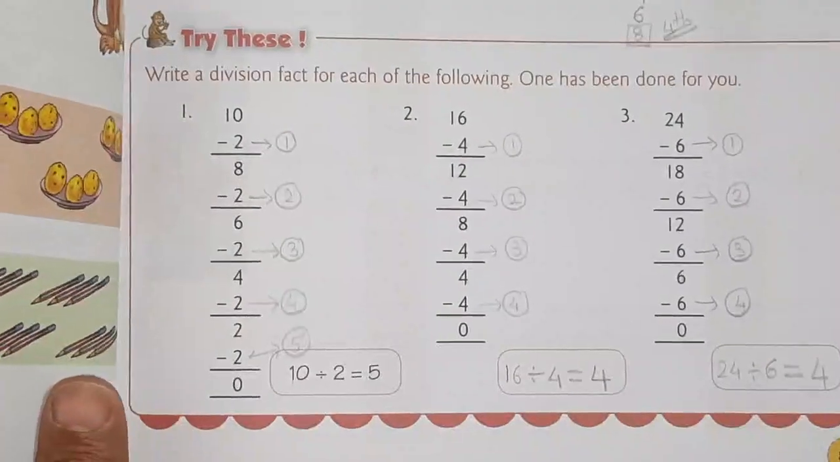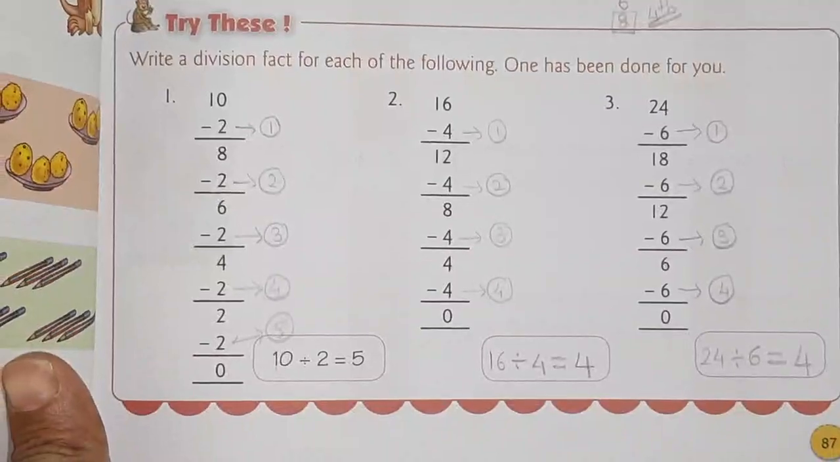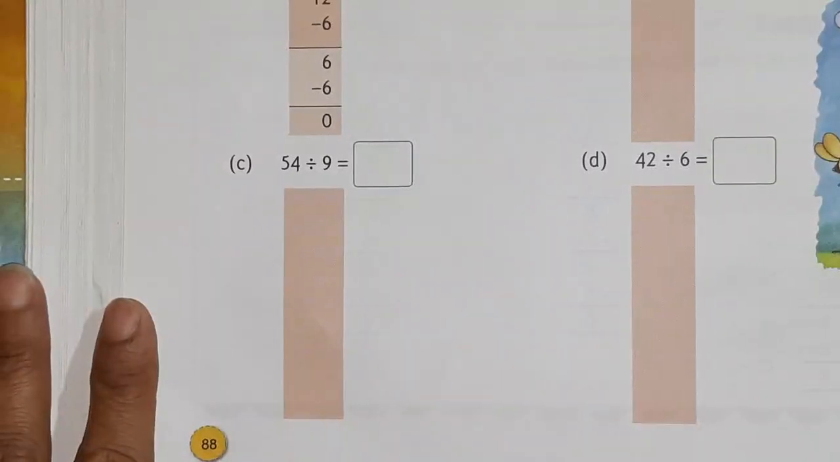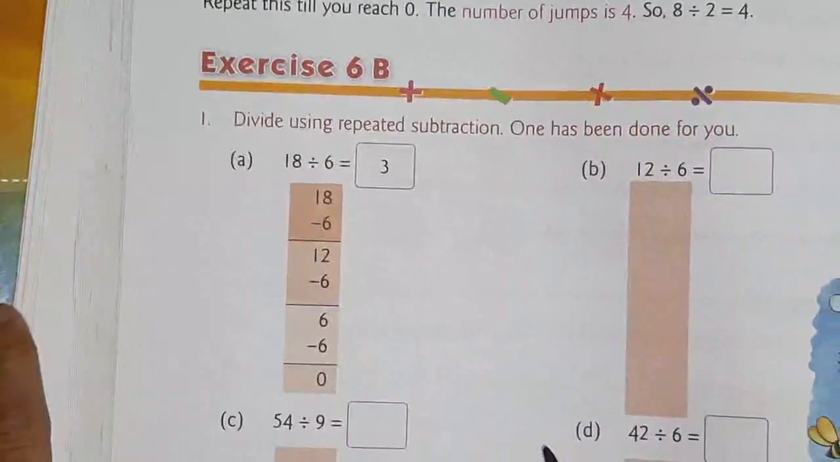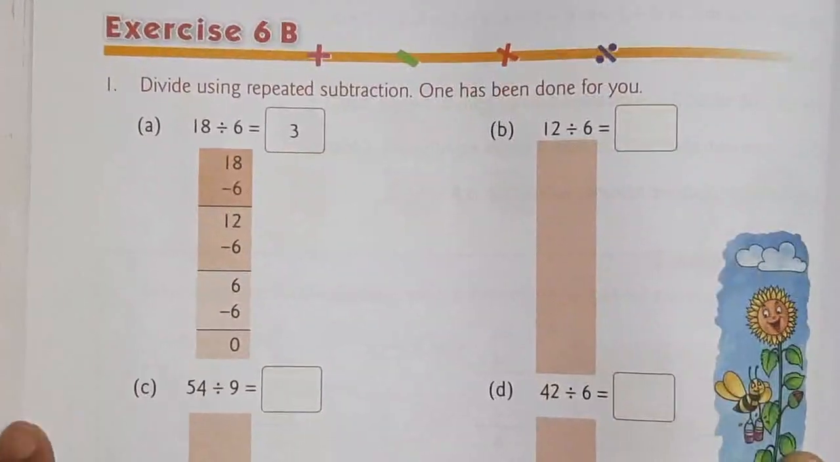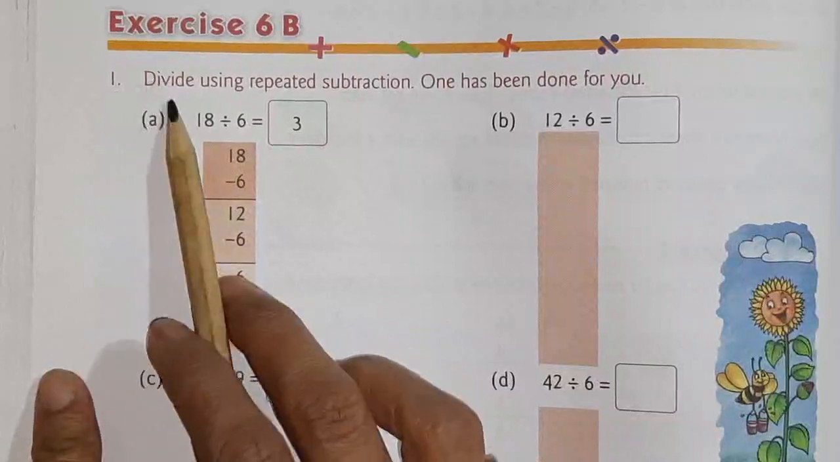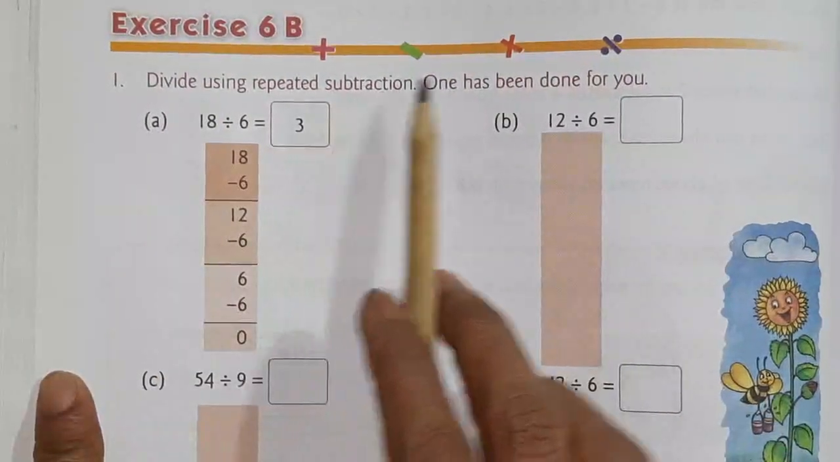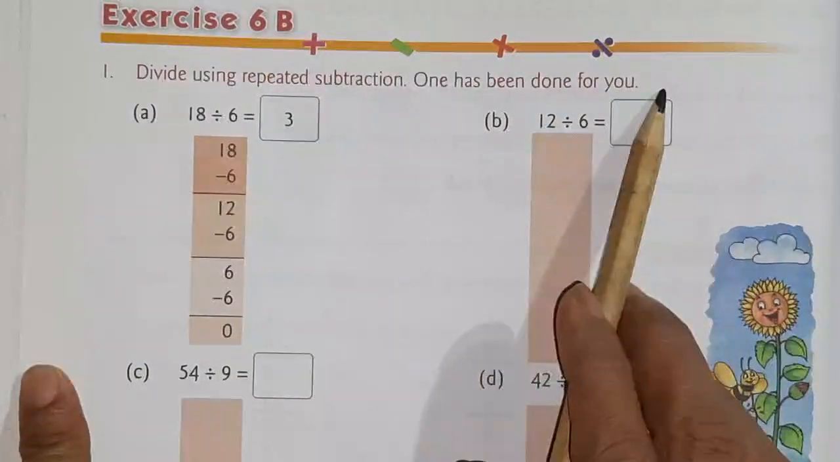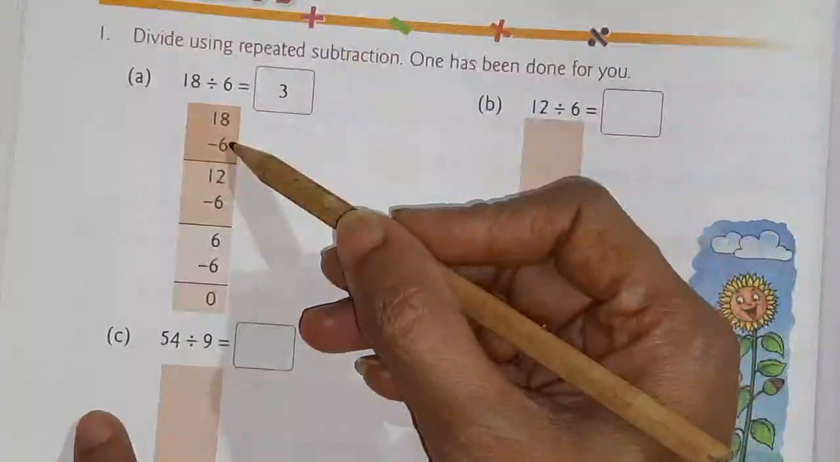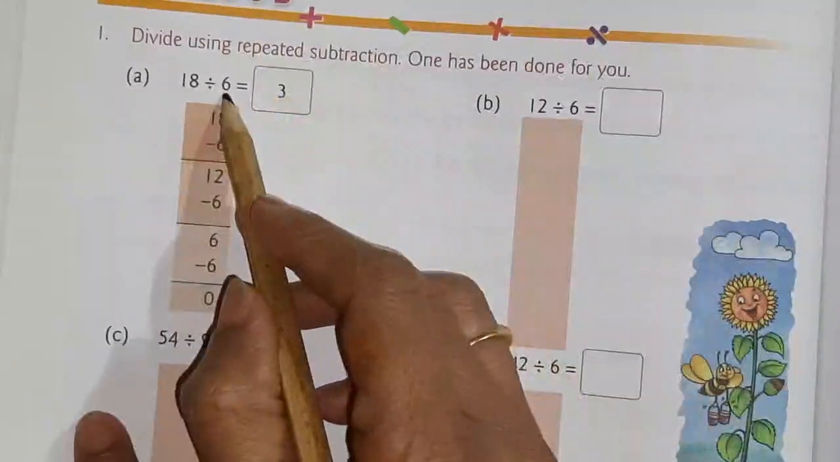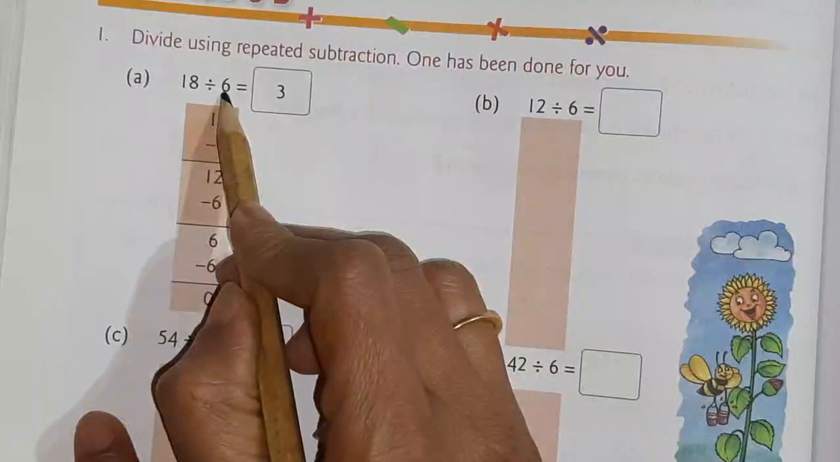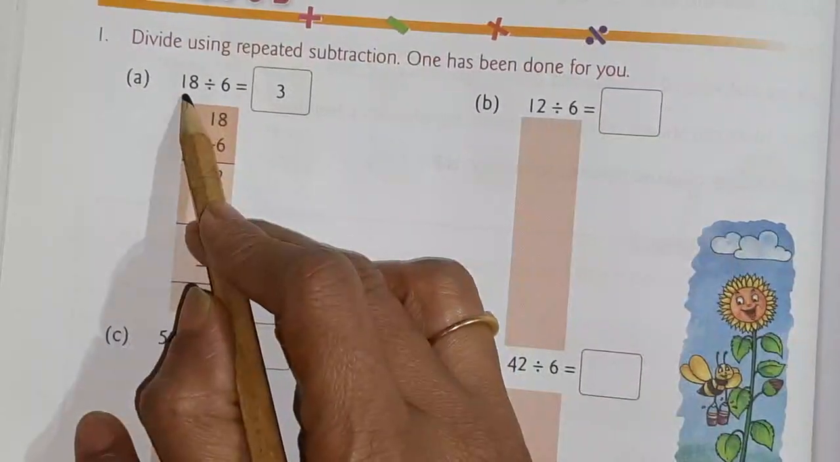Now students, open page number 88. Page number 88, there is exercise 6b. In this exercise 6b, question 1 is divide using repeated subtraction. One has been done for you. Repeated subtraction means repeatedly you have to subtract the number by which we are dividing from the previous number.